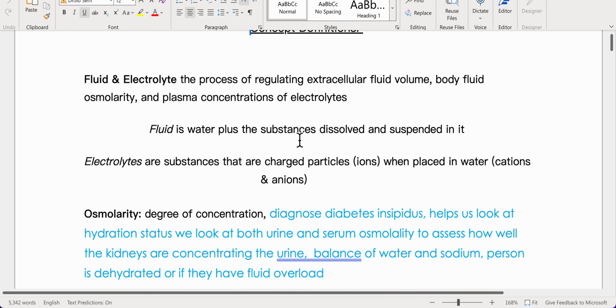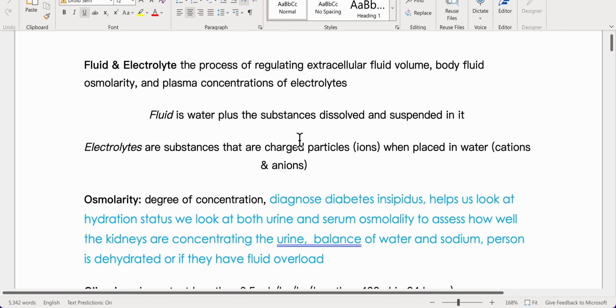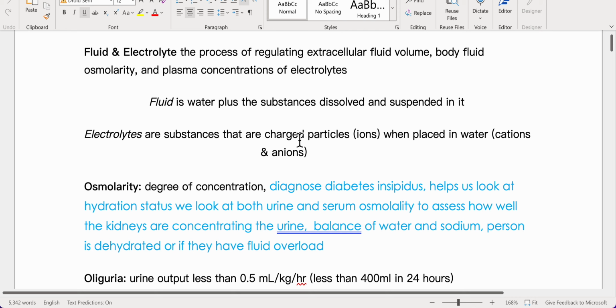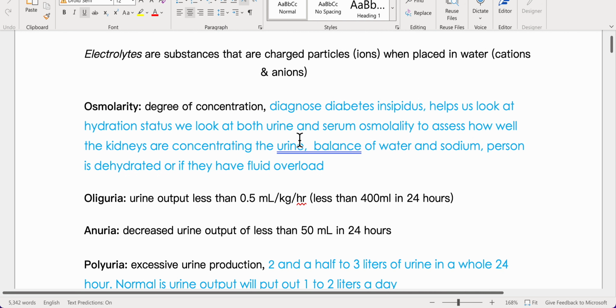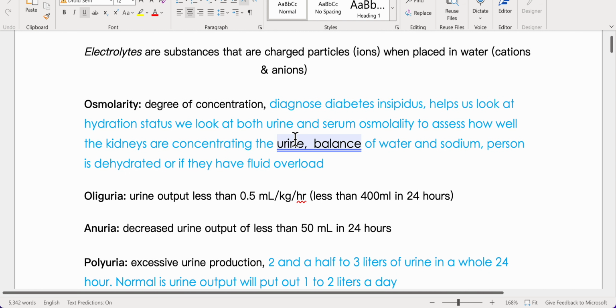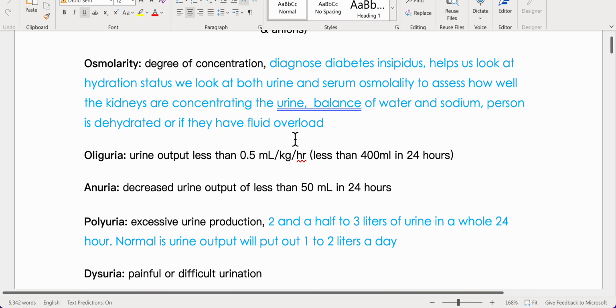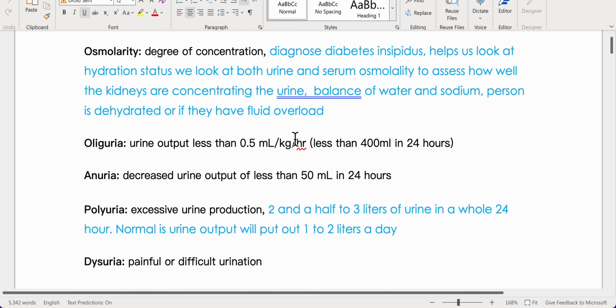Fluid and electrolyte balance is the process of regulating extracellular fluid volume, body fluid osmolarity, and plasma concentrations of electrolytes. Fluid is water plus the substances dissolved and suspended in it. Electrolytes are substances that are charged particles, ions, when placed in water: cations and anions. Osmolarity, the degree of concentration, helps diagnose diabetes insipidus and helps us look at hydration status.